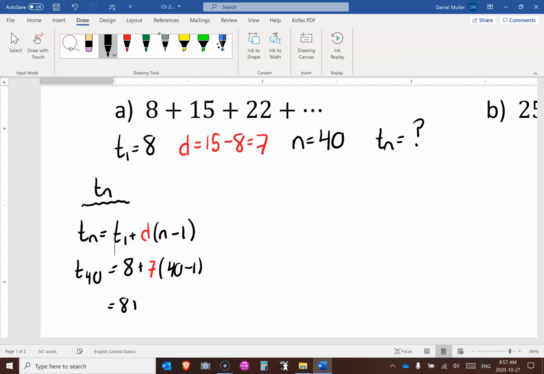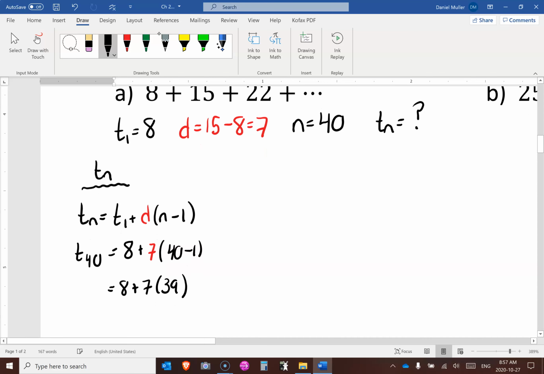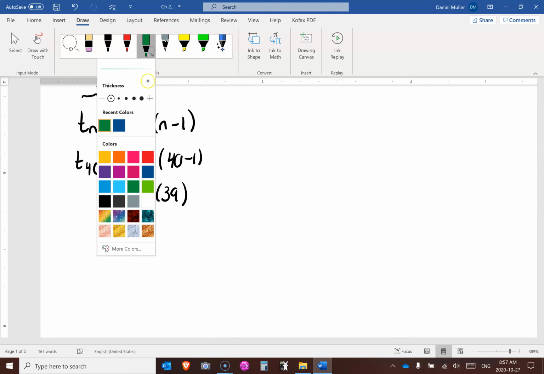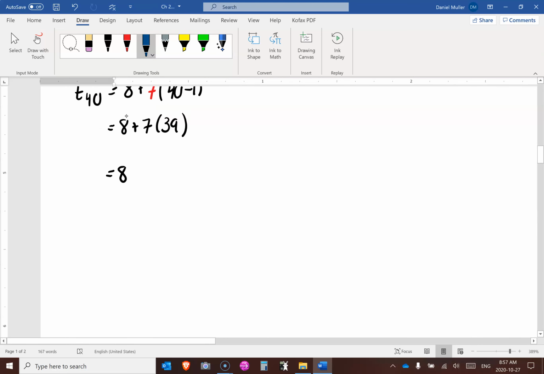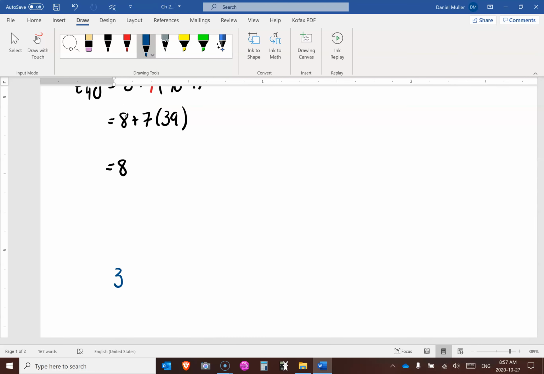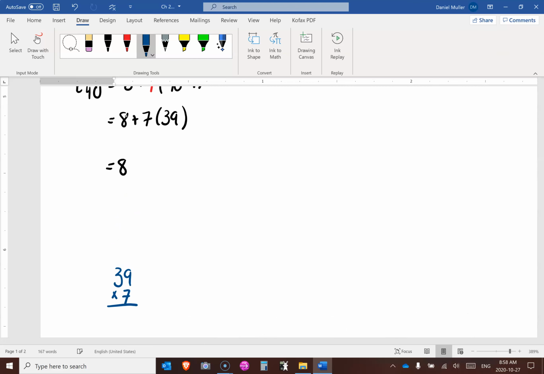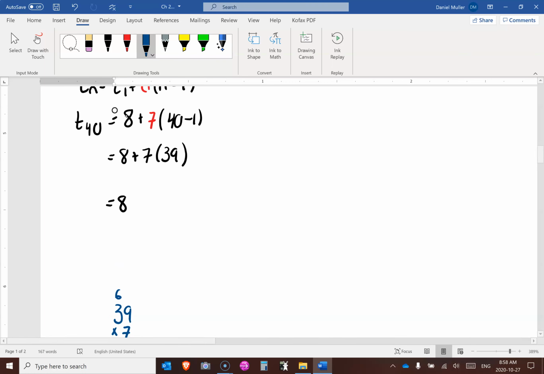So 8 plus 7, I have to do bad math. 40 minus 1 is 39, but I don't know what 39 times 7 is. So maybe I will do that down below here. Do I have some space? Sure. So 39 times 7. Okay, I do have enough. 9 times 7 is 63. And then 7 times 3 is 21. Plus 6 is 27. So 273.